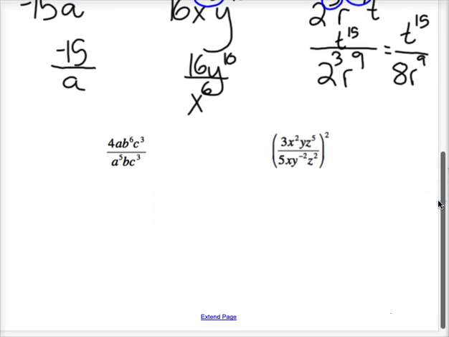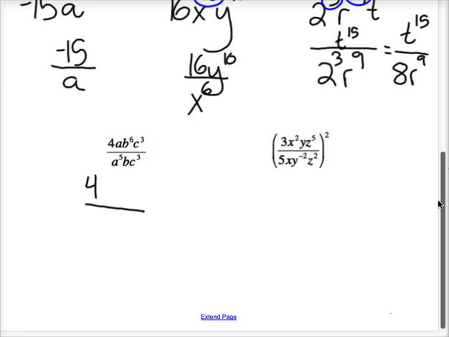All right, our bottom two examples. So for these, we are going to be using our division property. What the division property says is you can subtract exponents. When you are dividing, you actually end up subtracting. So the 4 has nothing dividing it, so it gets to stay.